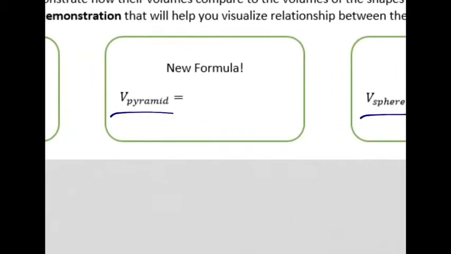The pyramid was similar, right? We went length times width times height. That's the volume of the rectangular prism. And how many of those pyramids fit inside of that rectangular prism? 3, right? So if I divide this by 3, that gives me the volume of the pyramid.